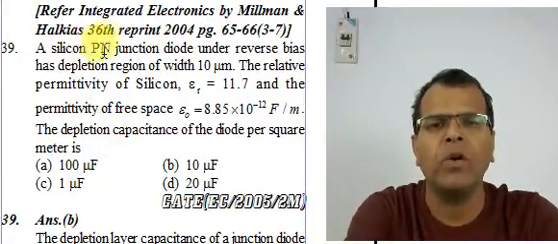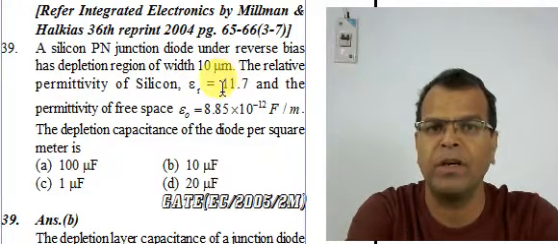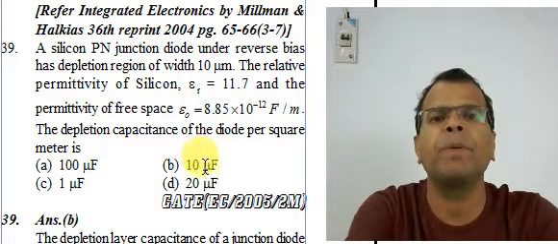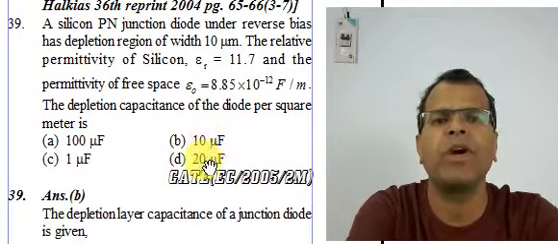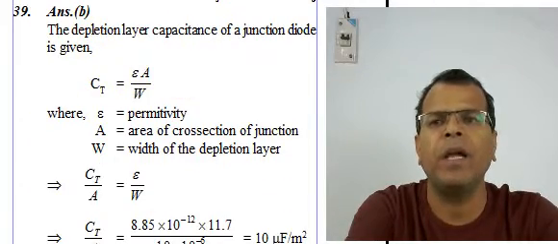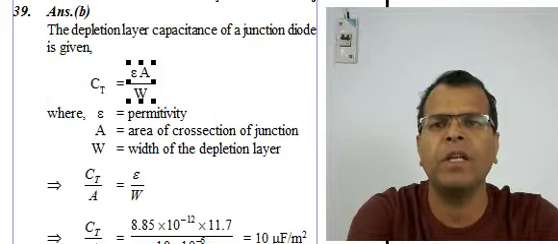A silicon PN junction diode under reverse bias has a depletion region of 10 micrometer. The relative permittivity of silicon epsilon R is 11.7 and the permittivity of free space is given to you. The depletion layer capacitance of the diode per square meter. So depletion layer capacitance is given what? Epsilon A by W, that you know. We have already derived that expression. I have already given that relationship earlier as well.